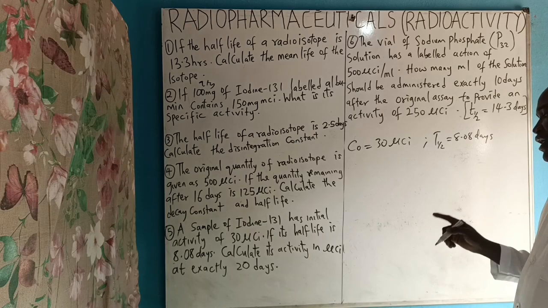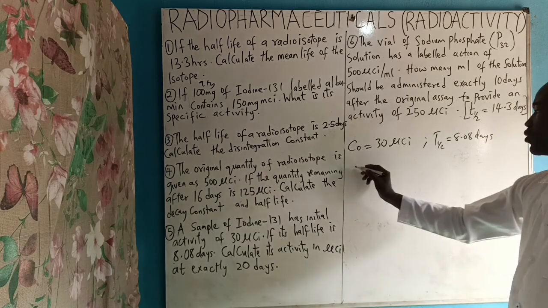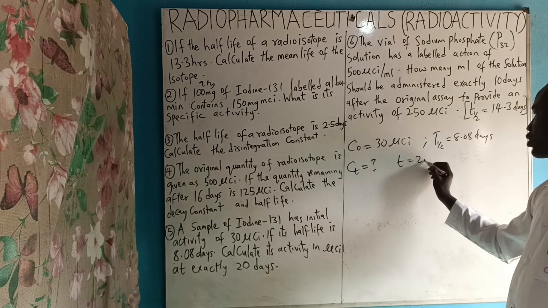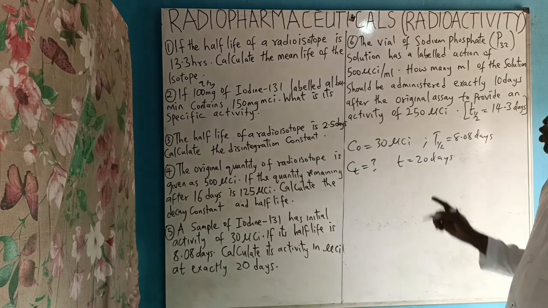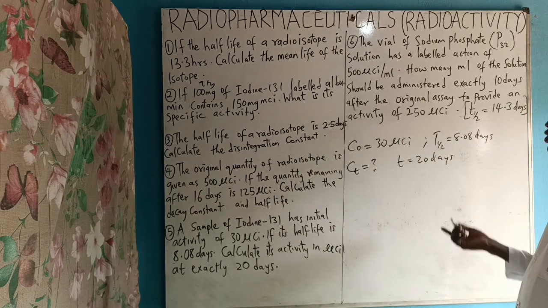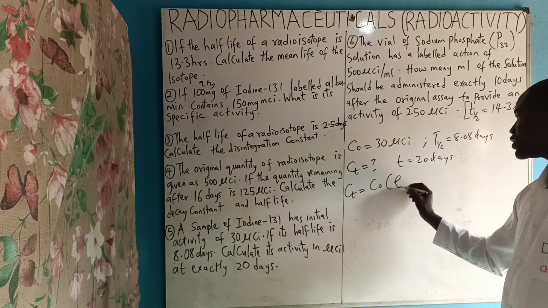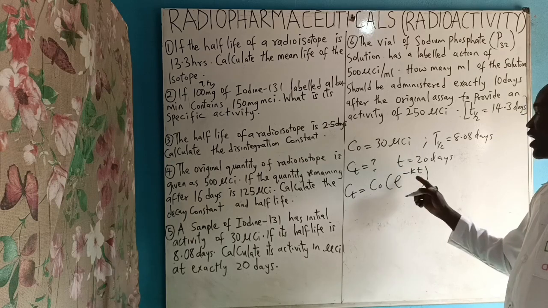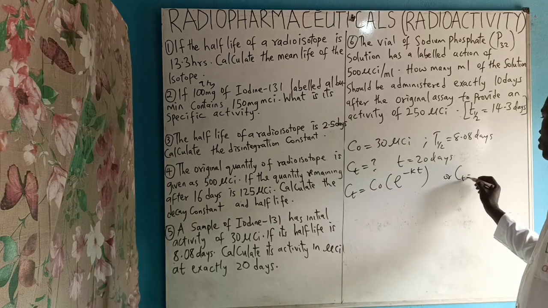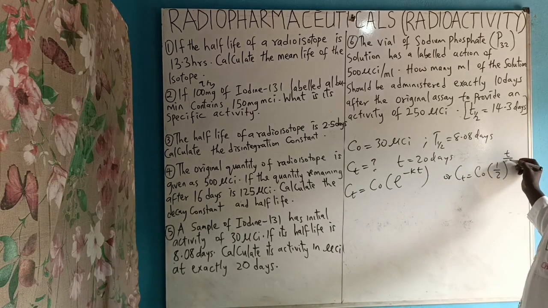Calculate its activity in microcurie at exactly 20 days. Get your CT at exactly 20 days. You now recall that there are many formulas one can use here. You can use CT equal to CO bracket exponent minus KT. When you are using this, you have to get your decay constant. Or you can use CT equal to CO bracket 1 over 2 raised to the power of T over half-life.